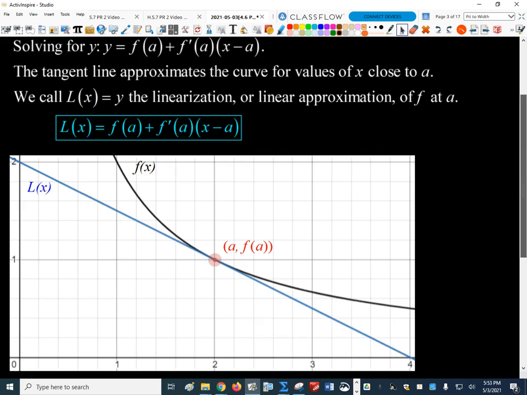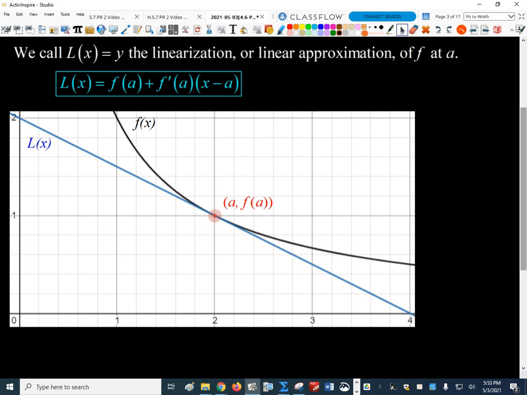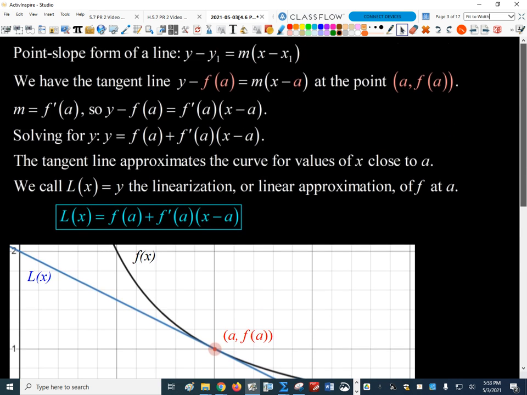So it would look something like this, wouldn't it? If we draw the line that's tangent to the curve at a, you can see that the blue line and the black curve in the region around a look like the same thing. Okay? And we've talked quite a bit about that idea.